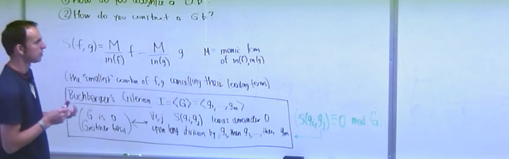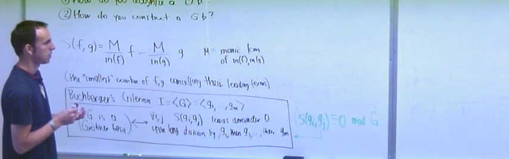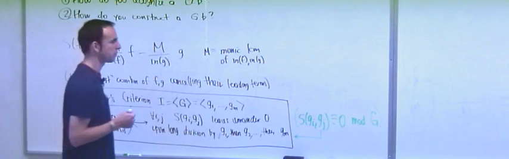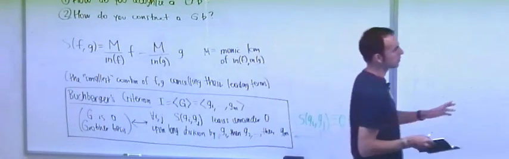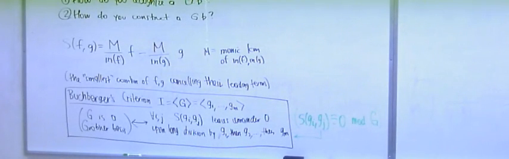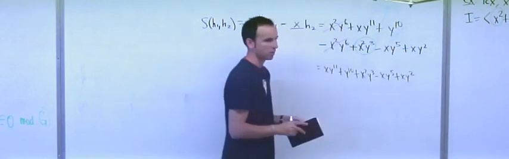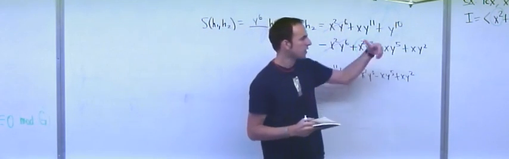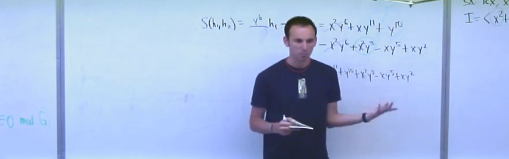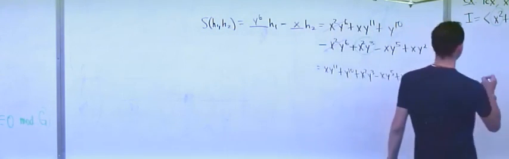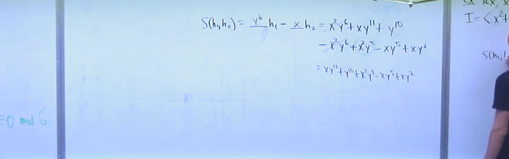And so that's what we would have to do in this example. First we check S of H1, H2, and we get this polynomial: xy to the 11 plus y to the 10 plus x squared y cubed minus xy to the 5th plus xy squared. Then we would have to take this polynomial and do long division by these guys. Takes a little while, but we know how to do it. And when we do it, we find that this thing is congruent to 0 mod H1, H2, and H3.